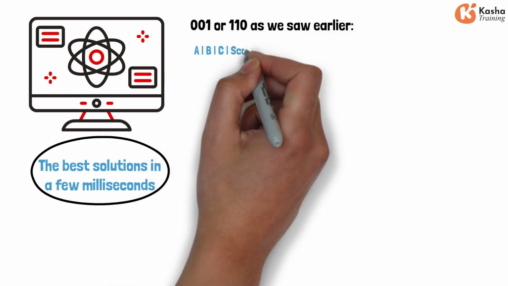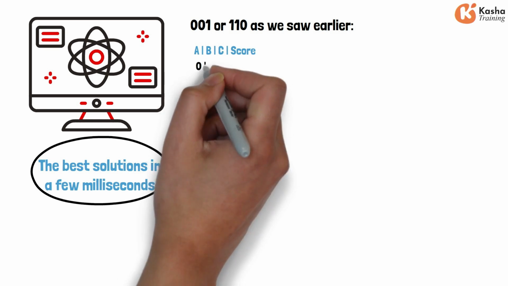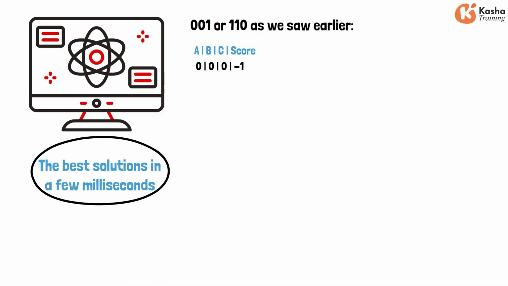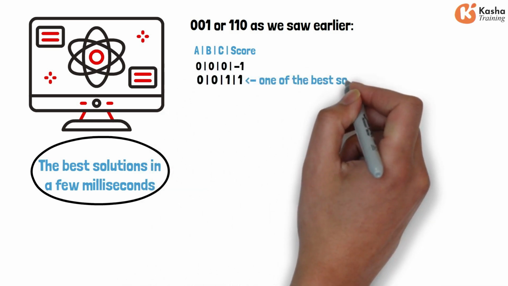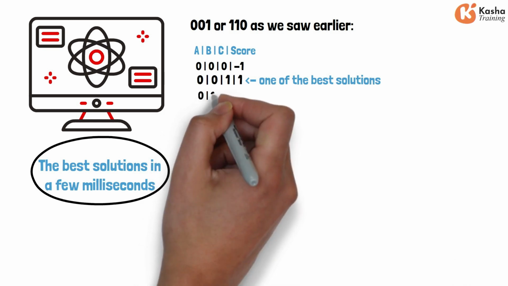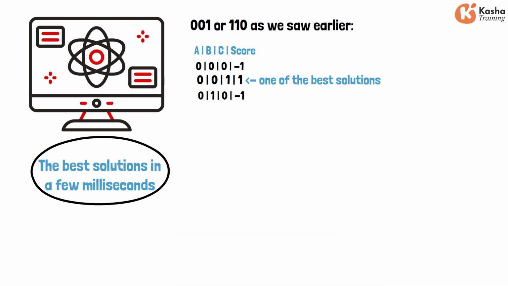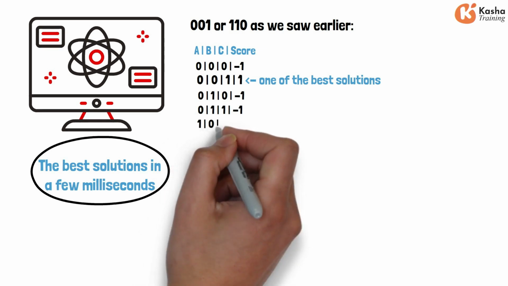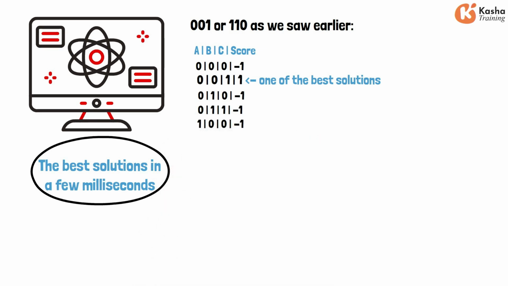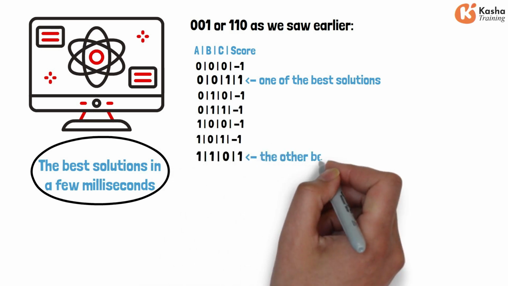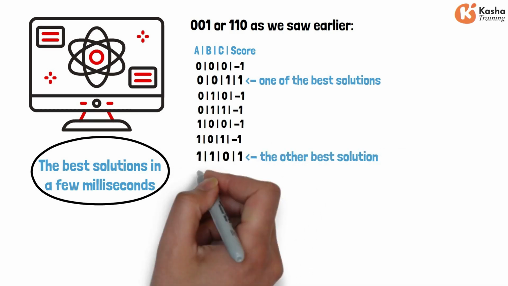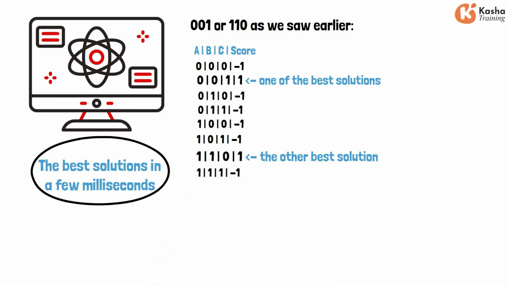A, B, C, score. 0, 0, 0: minus 1. 0, 0, 1: 1, one of the best solutions. 0, 1, 0: minus 1. 0, 1, 1: minus 1. 1, 0, 0: minus 1. 1, 0, 1: minus 1. 1, 1, 0: 1, the other best solution. 1, 1, 1: minus 1.